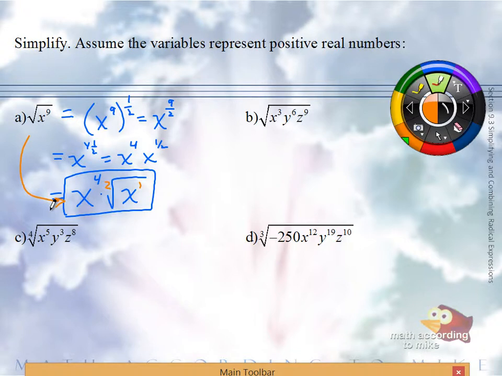So 2 goes into 9 4 times. Pull out x to the 4th. How much is left over? 1. Do not ever change the index of the radical. If you start with a square root, you're probably going to end with a square root. So when we go to do part C, if you lose your 4, then you turned your 4th root into a square root. That's not good. It's not comfortable. Yes. And it's also not legal in this state.